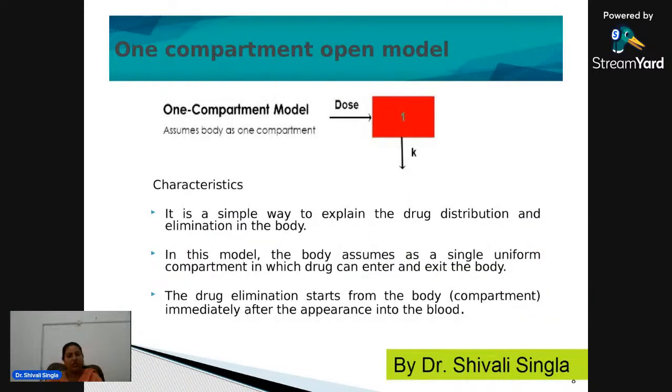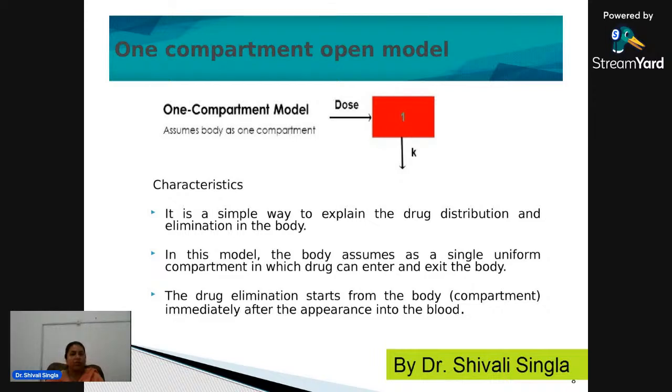Now we will start with the one compartment open model. Here a box is showing a single compartment, representing the human body. Here we inject a dose or give a dose by oral route or any other route. It reaches the blood circulation and it gets eliminated or excreted from your body. The one compartment open model has a characteristic: it is a simple way to explain the drug distribution and elimination in the body, as the body is assumed to be only a single compartment.